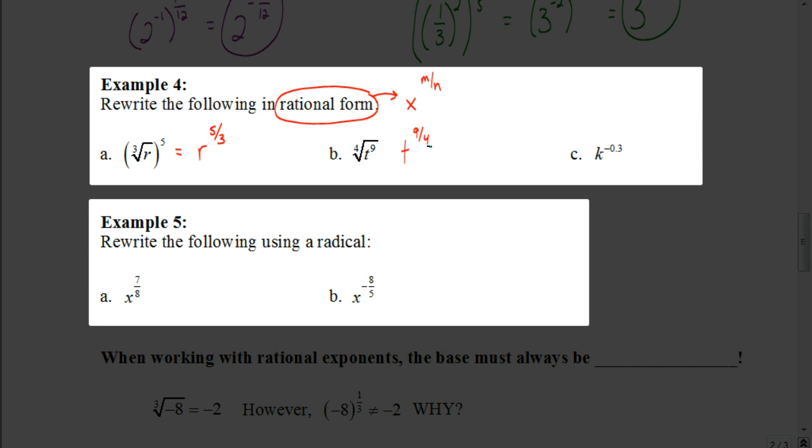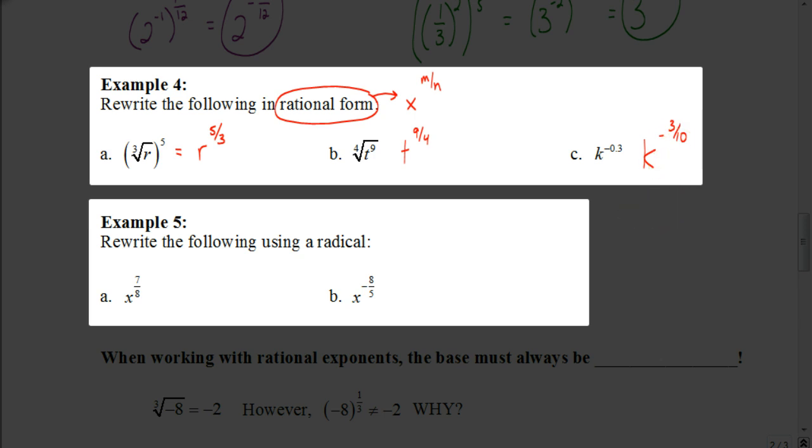Now the next one you might say, well, this one is not written in radical form, it's already written as an exponent. Well, remember rational form, the exponent needs to be written in the form of a fraction. So we need to change that negative 0.3 to be a fraction, and 0.3 would be the same as 3/10. And the reason why we're using 3/10 is because 3 is in the tenths place. If I had 0.31 instead of 0.3, the 31 would be in the hundredths place. So we'd have 31 over 100.